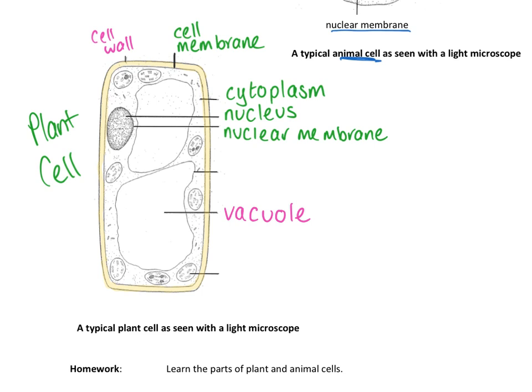And a bit like what we saw with the cell and the nucleus, the vacuole also has a membrane. And we simply call that the vacuole membrane. So that's spelled V-A-C-U-O-L-E, and then membrane, M-E-M-B-R-A-N-E. So the vacuole membrane.